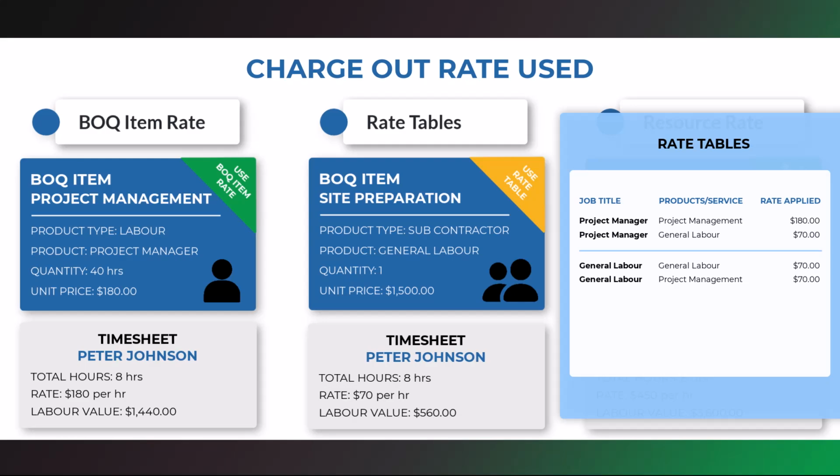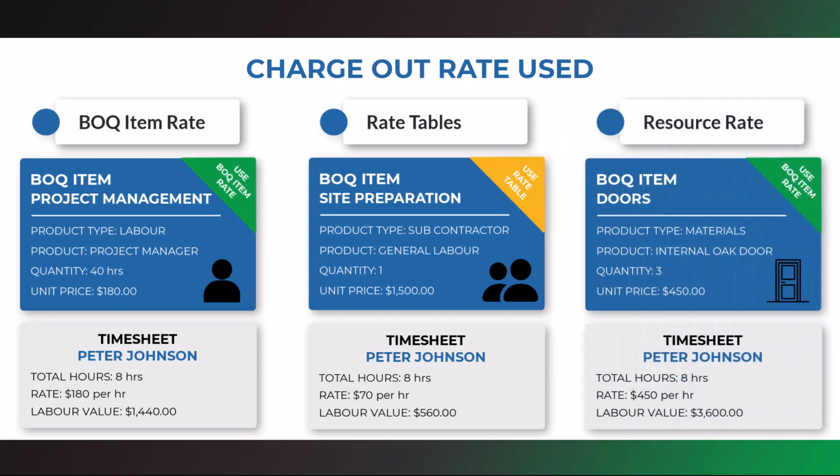In this example, the rate table assigned to the job has a rate of $70 per hour. It matches the resource's job title with the product associated to the BOQ item, which is linked to the project task. The rate table option in the Charge Out Rate field could have been used on the project management BOQ item also. This would have correctly assigned the rate of $180 per hour. Both the rate table and the BOQ item rate work for this scenario.